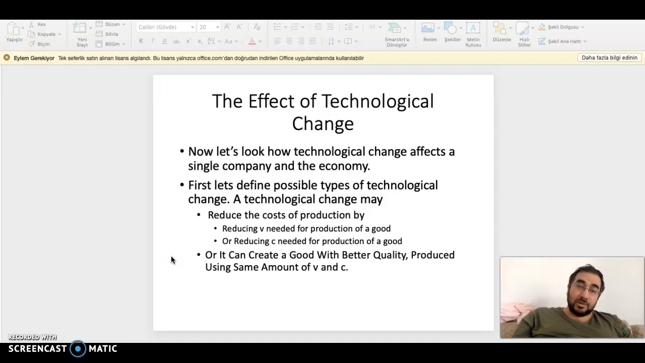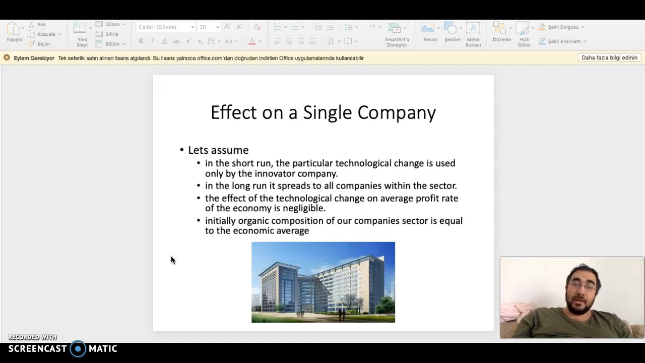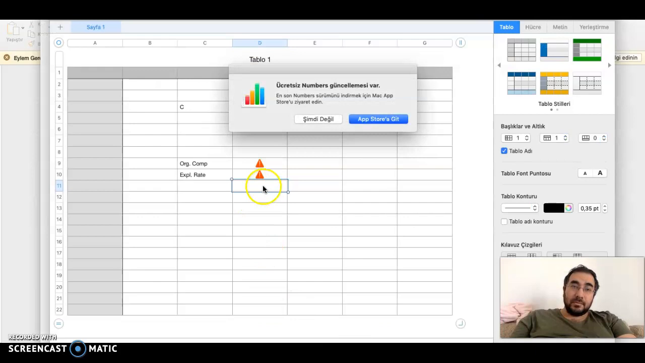But let's see how these two developments will affect a single company. So, a single company, in the short run, we assume the technological change is only used by our company, the innovator company. In the long run, it spreads to all companies within the sector. The effect of the technological change on the average profit rate is negligible. Initially, the organic composition of our company is equal to the economic average. Well, when you decrease C, things are actually simple.